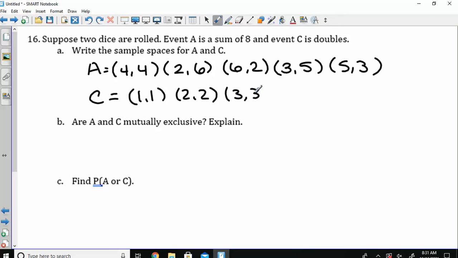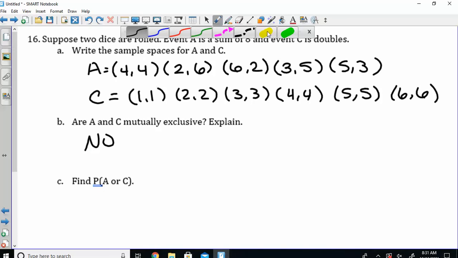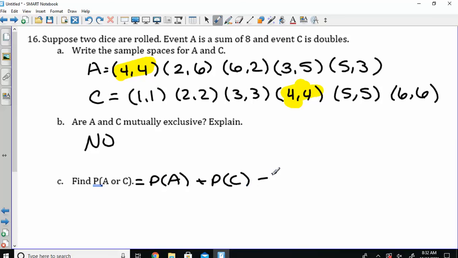All right, C is doubles. So 1,1, 2,2, 3,3, 4,4, 5,5, and 6,6. Are they mutually exclusive? No. The reason being 4,4 is in both sets, so not mutually exclusive. Probability of A or C, if you want to use a formula, that's probability of A plus probability of C minus probability of A and C.